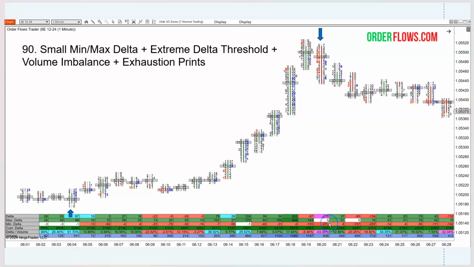Small min max, it's got the small max of 0. Extreme delta threshold, -276. Right? It's closing on its min delta, -276. 1, 2, 3, 4, 5, 6 selling imbalances. Right? And then you've got the exhaustion print of 7 up there.